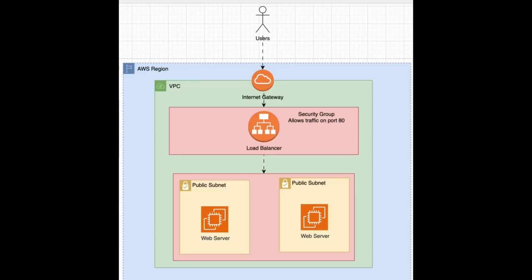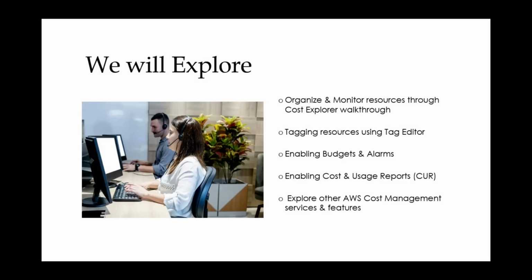In the lab, we will see how to organize and monitor resources through a Cost Explorer walkthrough, tagging resources using Tag Editor, enabling budgets and alarms, enabling Cost and Usage Reports (CUR), and exploring other AWS cost management services and features. We will do another lab after this one, where we will see how to automatically start or stop the server based on the usage pattern. So let's get started on optimizing costs for XYZ Corporation.